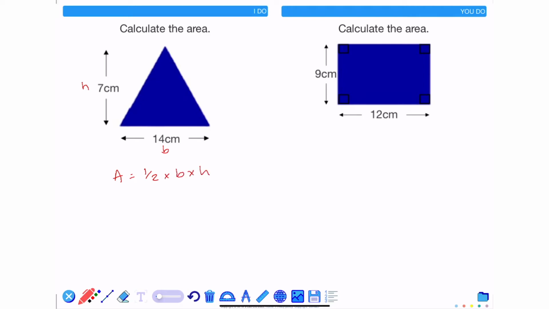height. Now, because all of these terms are being multiplied together, it doesn't matter if you do base times by height, then half it, or half the base and times it by the height, or half the height and times it by the base.